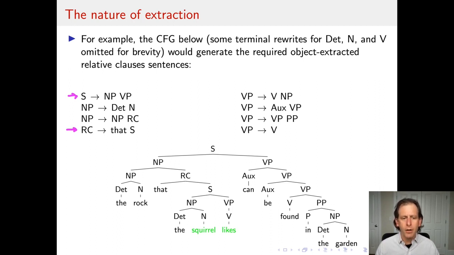So I can apply all these rules that we have here, and I can get a structure like you see below. The rock that the squirrel likes can be found in the garden. I've omitted the prepositional phrase rule, but you're already familiar with the prepositional phrase rule. Okay, so this structure is perfectly fine.